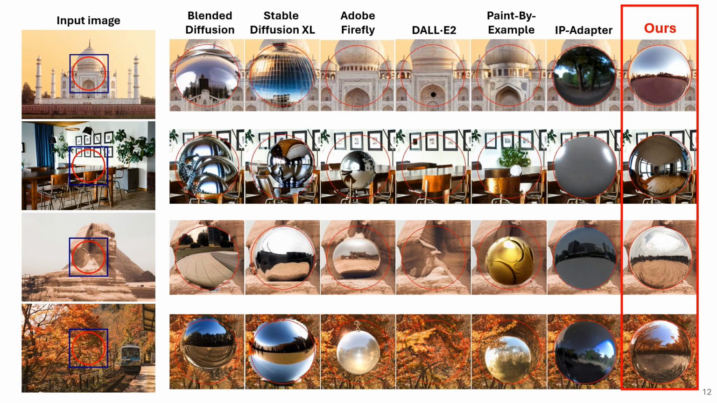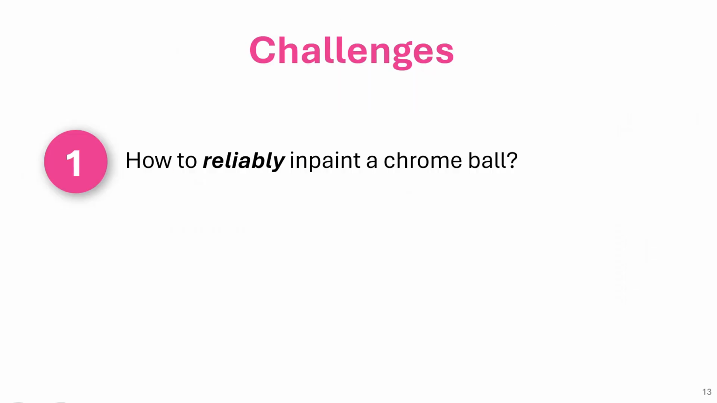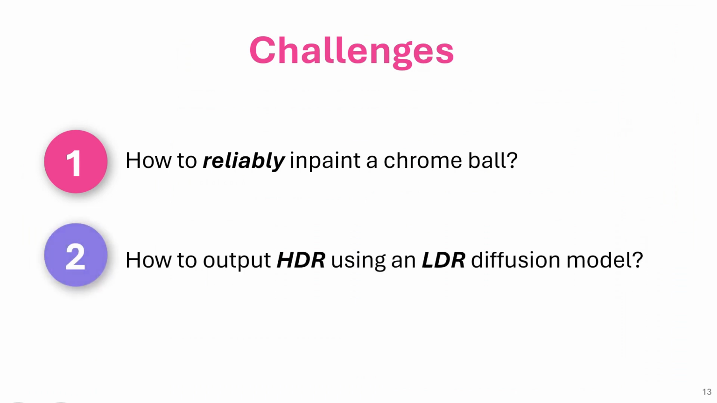In contrast, our method consistently produces a reflective chrome ball that perfectly fits the circle mask, captures the lighting, and includes convincing details. Besides a technique to reliably in-paint a chrome ball, we also propose a way to produce an HDR ball using Stable Diffusion trained on regular LDR images.